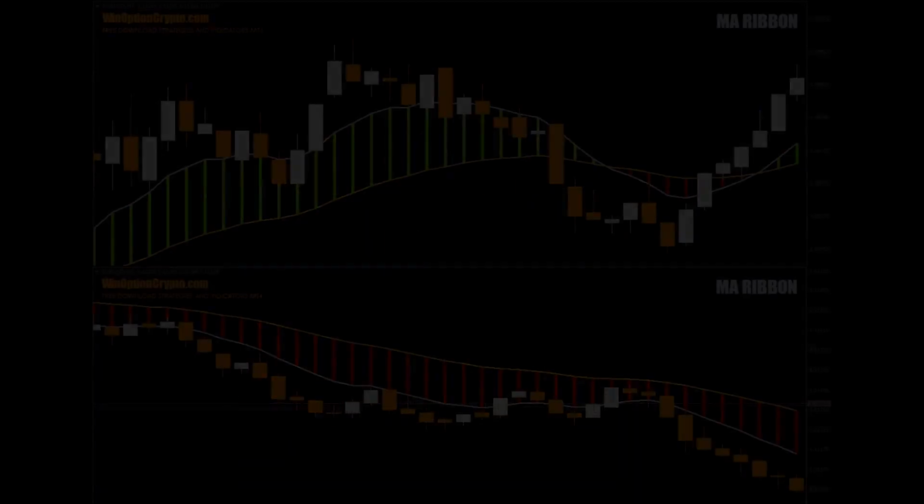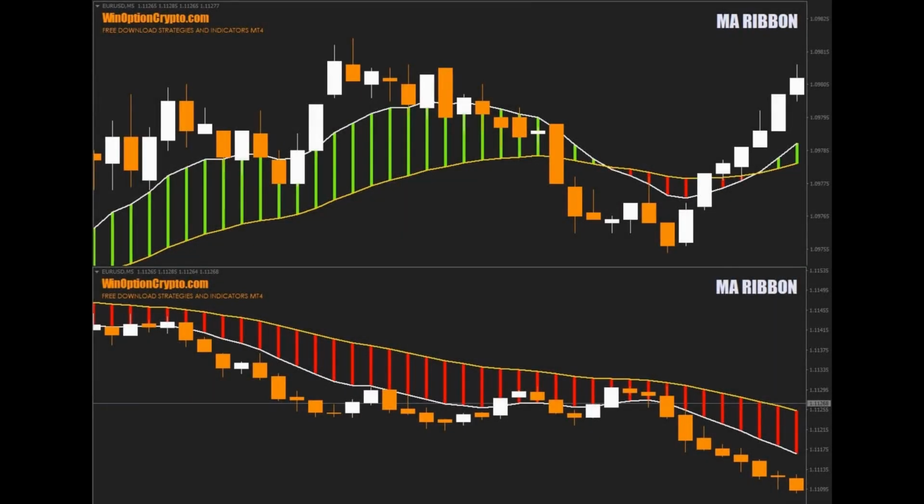We open a call option when the short moving average is positioned above the long one. This is confirmed by the appearance of a green cloud. For a put option, it's the opposite. The short moving average goes below the long one, forming a red cloud. This helps us define the direction of the trade. The entry point itself is based on a candlestick pattern.